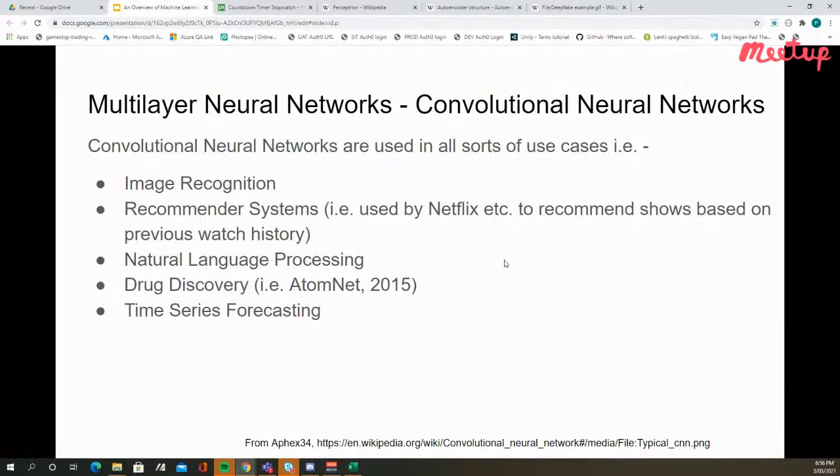These are used in far more than image recognition. They're used in recommender systems. Netflix, YouTube, etc. use convolutional neural networks to determine what films you might like because of the ones you previously watched, and to classify people into certain groups with certain interests in films. It's used in natural language processing to determine the structure of phrases, words, sentences, etc. It's used in drug discovery and time series forecasting, which is the bit that my first company was doing when I first learned about neural networks.